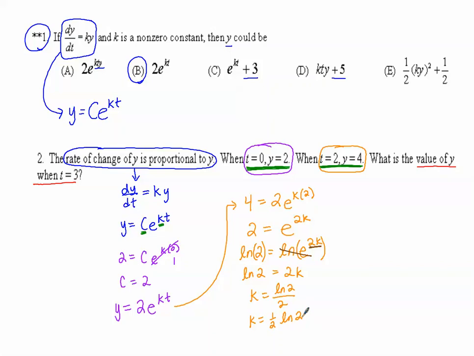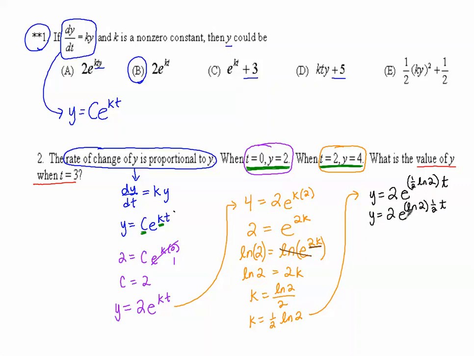Now we're going to plug it in and rewrite our equation. So remember, y equals c to the kt became y equals 2e to the kt. I know c is 2, and the k is 1/2 natural log of 2, and then times t. But I can simplify that. First, I'm going to do some rearranging. If I'm multiplying 1/2 times natural log of 2, I can switch those places, and it's still the same thing. Y equals 2e to the natural log of 2 times 1/2, and then times t.